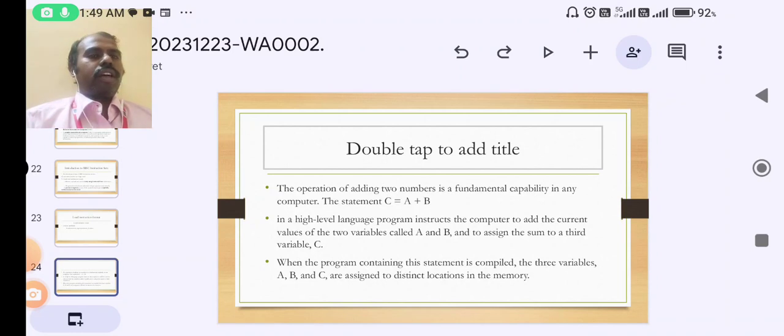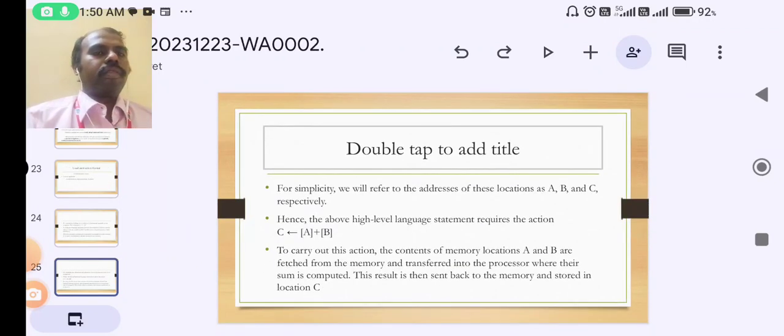So next is the addition format. Here the statement C equals A plus B in a high-level language program instructs the computer to add the current values of two variables A and B and to assign the sum to the third variable C. When the program containing the statement is compiled, the three variables A, B, C are assigned to distinct locations in the memory. For simplicity, we will refer to the addresses of these locations as A, B, C.